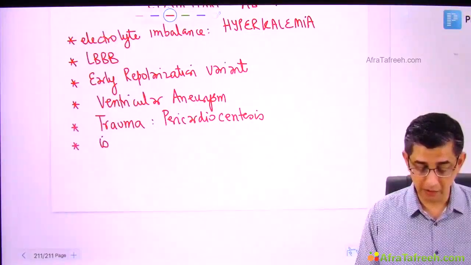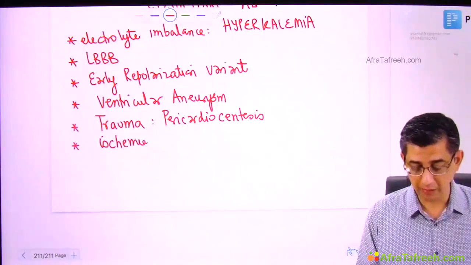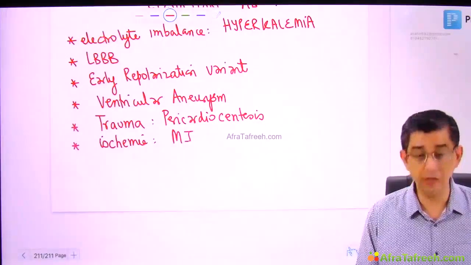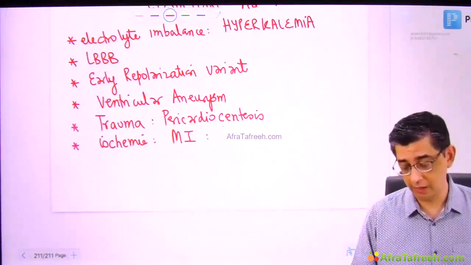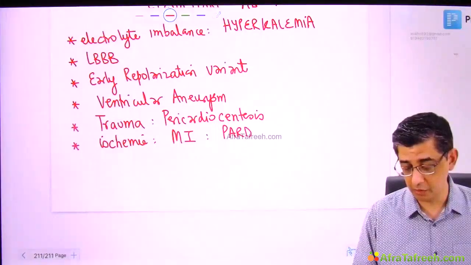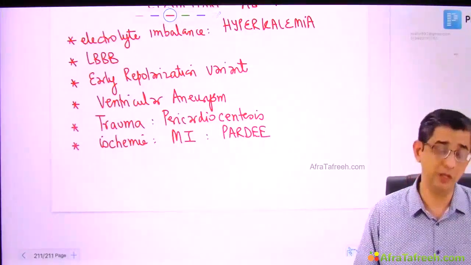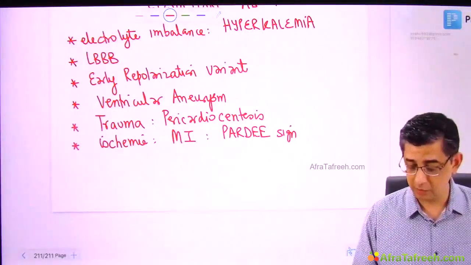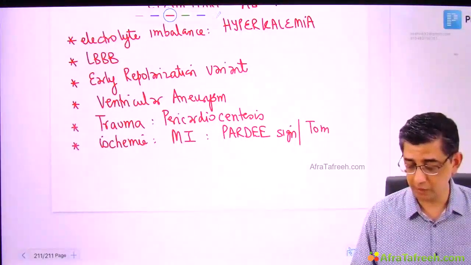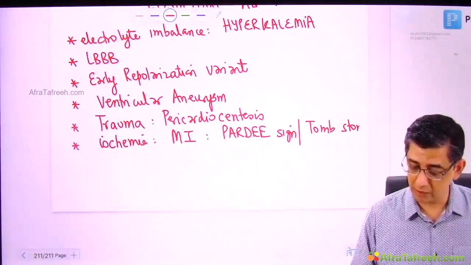Alphabet I is the easiest one for anyone of us to comprehend, that is ischemia, and that is myocardial infarction I'm talking about. I've already highlighted that the ST elevation of MI is going to be convex upward, so the term used are either Pardee sign, or sometimes he might just use the word tombstone pattern as well. It will be convex in an upward direction.